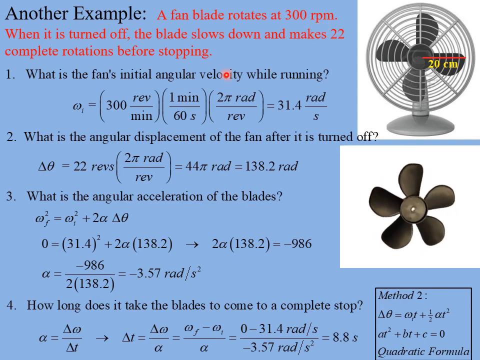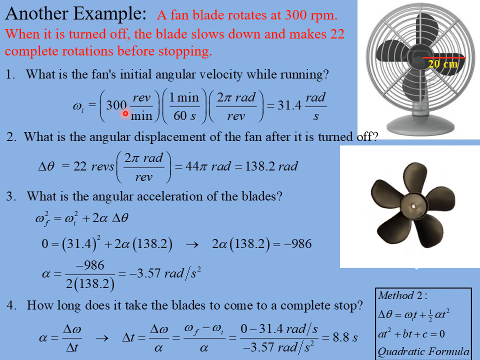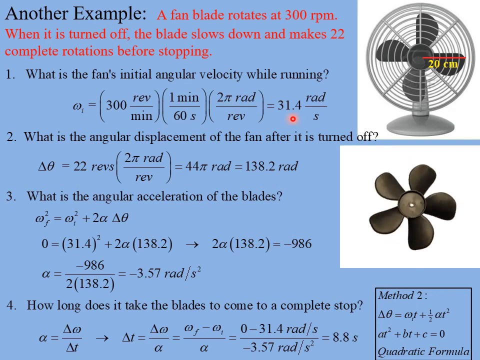All right, and we have to do that in 2 steps here. So we have a bunch of numbers here. We have 300. We have to divide by 60, and we have to multiply by 2 pi, and that will give you 31.4 radians per second.